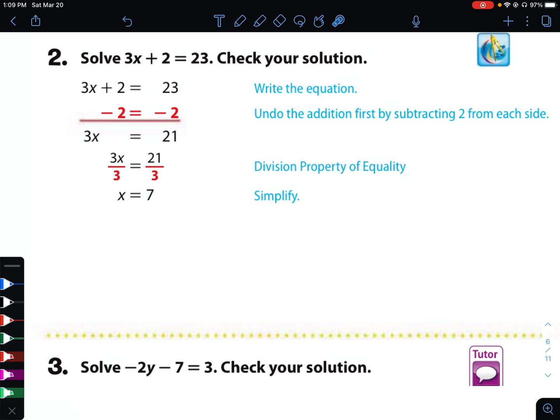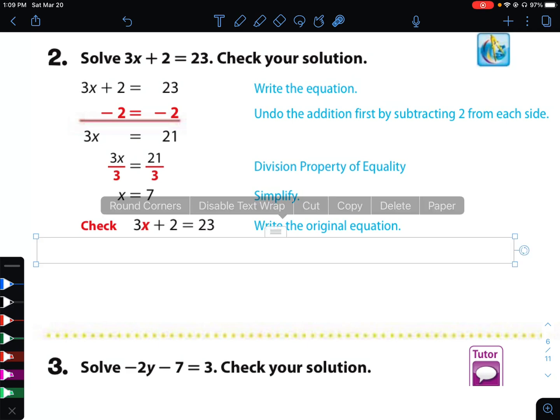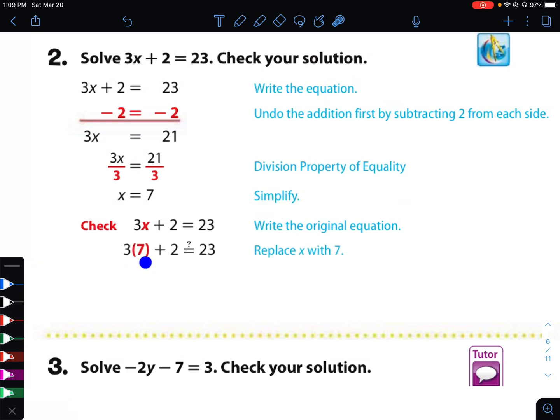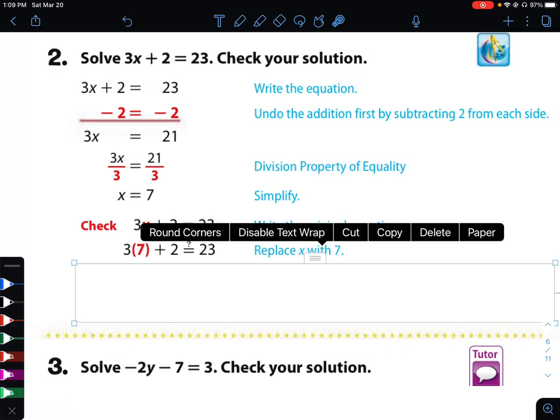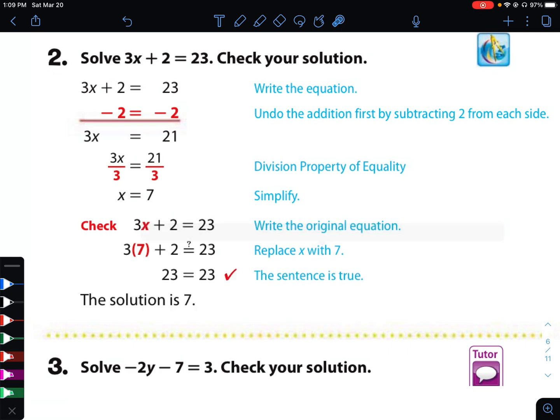So we want to check our solution. We simply substitute 7 for x right here, in the original equation. So substituting 7 for x will now make this 3 times 7 plus 2. Is it equal to 23? 3 times 7 is 21. Plus 2 will give you 23. So yes, it is equal to 23. And the solution is 7.